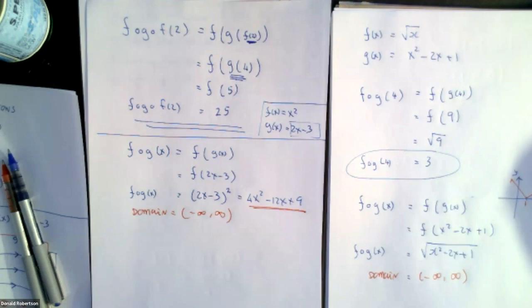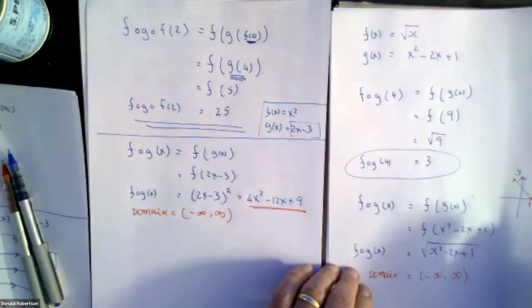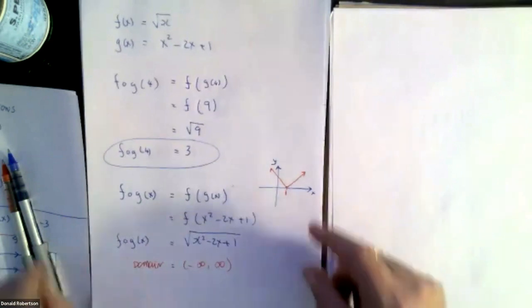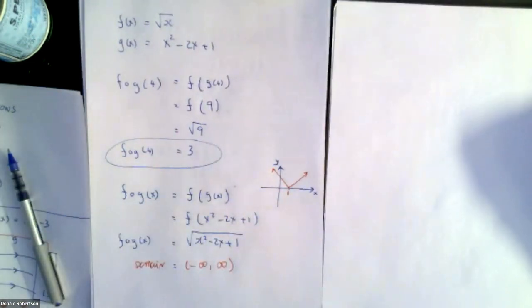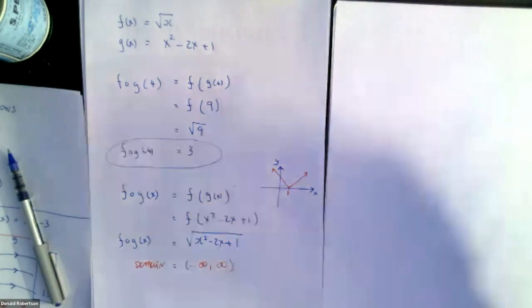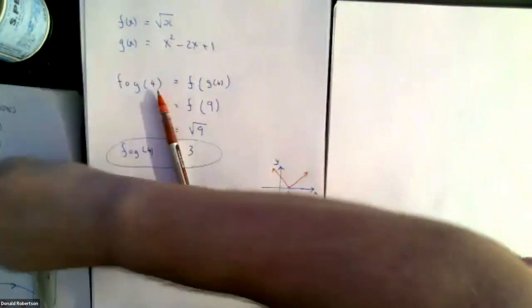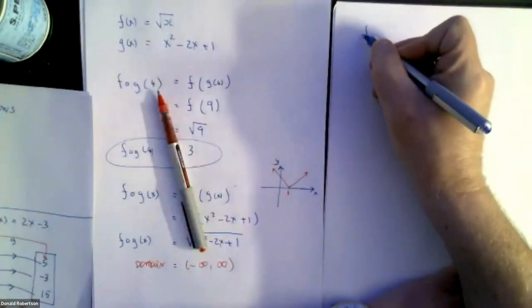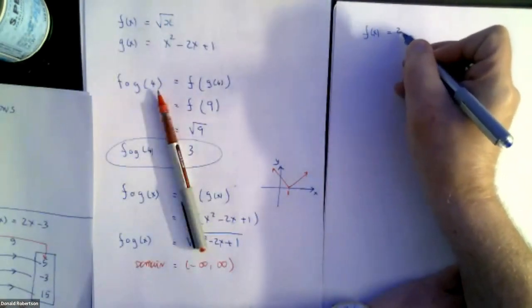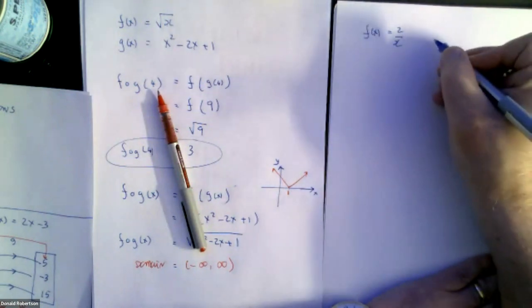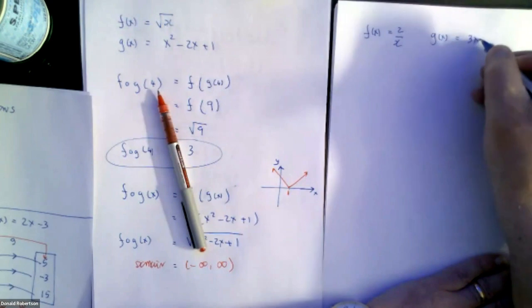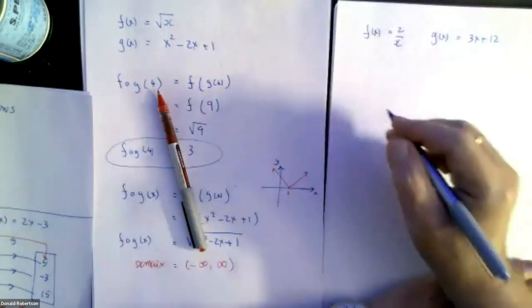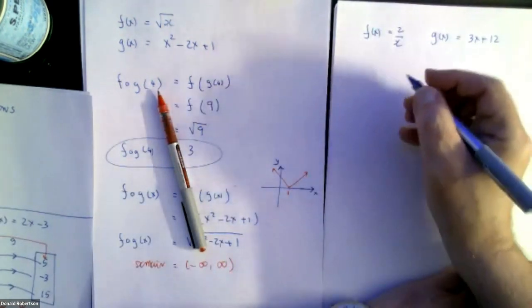Okay. Let's do another one. Fractions are always the scariest ones to do, so let me see if I can find a fraction one. Suppose we have f of x is this guy and g of x is that guy.